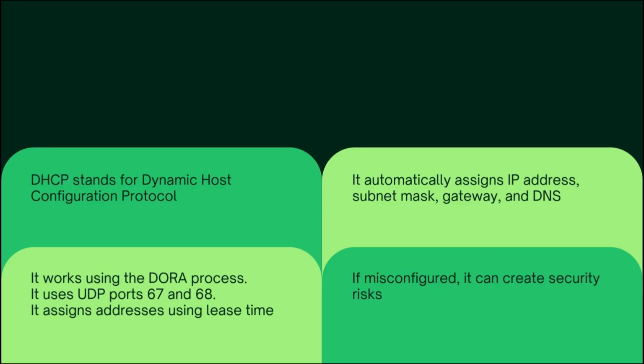Let's summarize everything. DHCP stands for Dynamic Host Configuration Protocol. It automatically assigns IP address, subnet mask, gateway, DNS. It works using the DORA process: discover, offer, request, acknowledge. It uses UDP ports 67 and 68, includes lease time, and has security risks like rogue DHCP attacks. Now you understand how your device gets an IP address automatically.